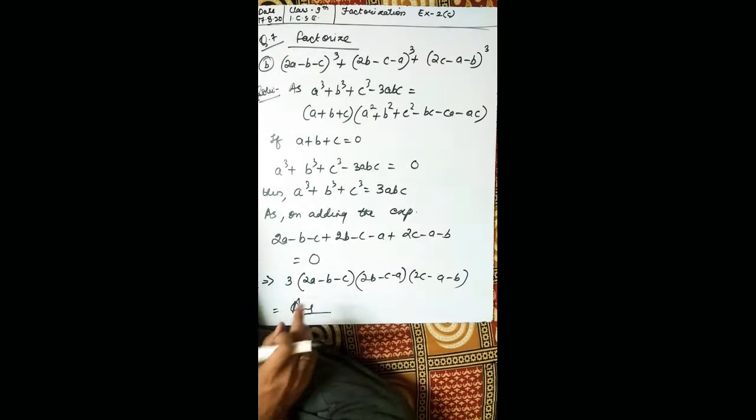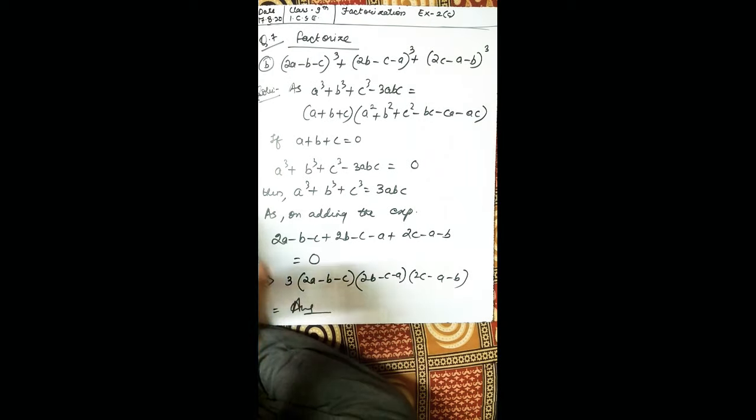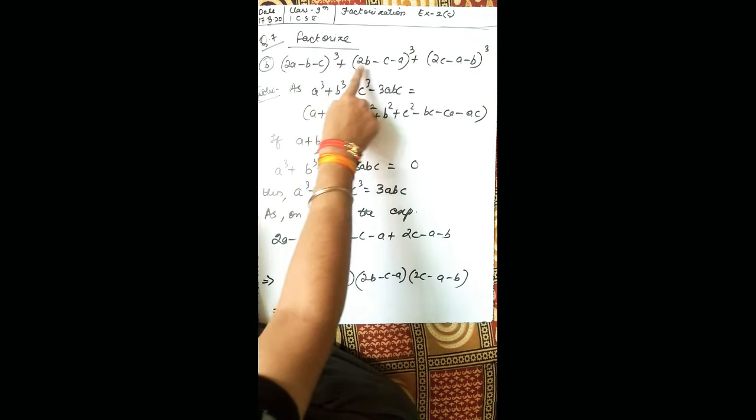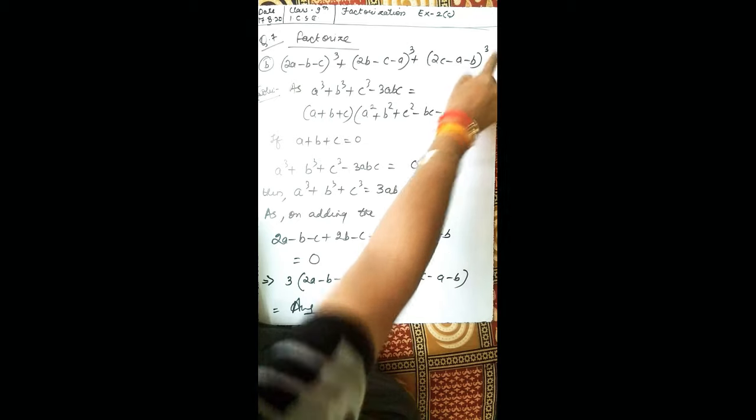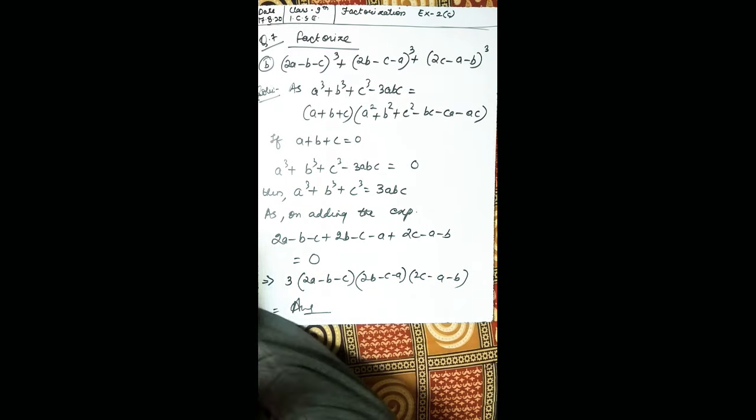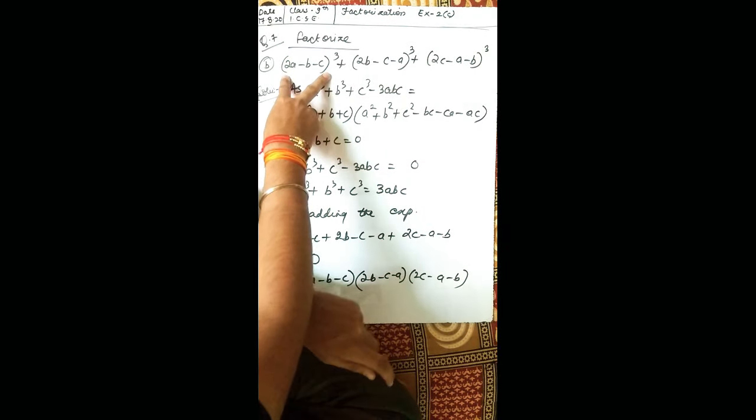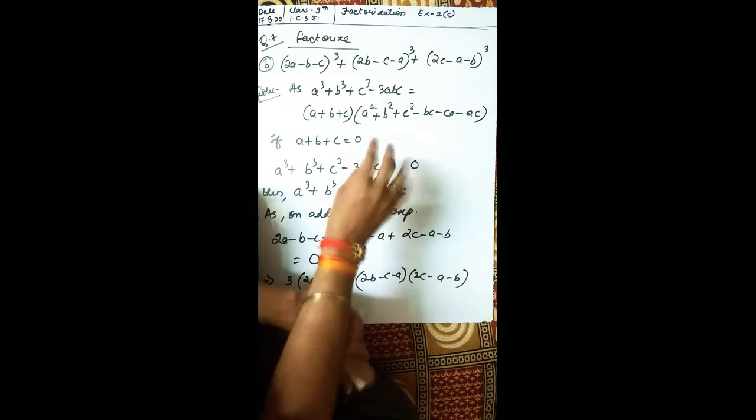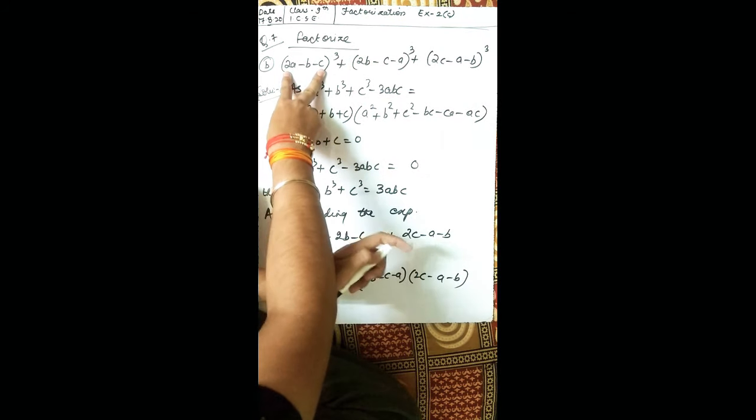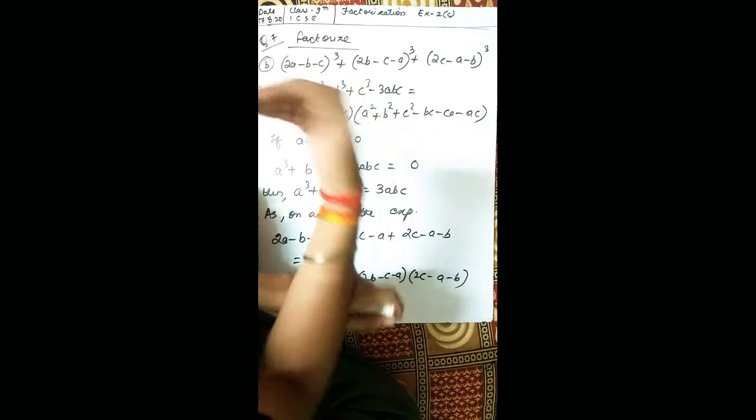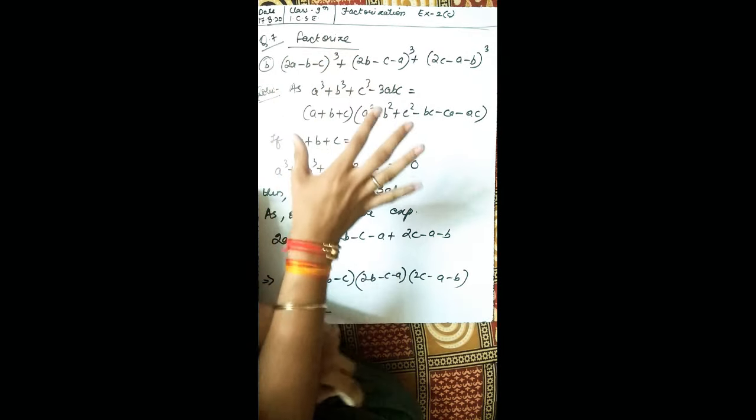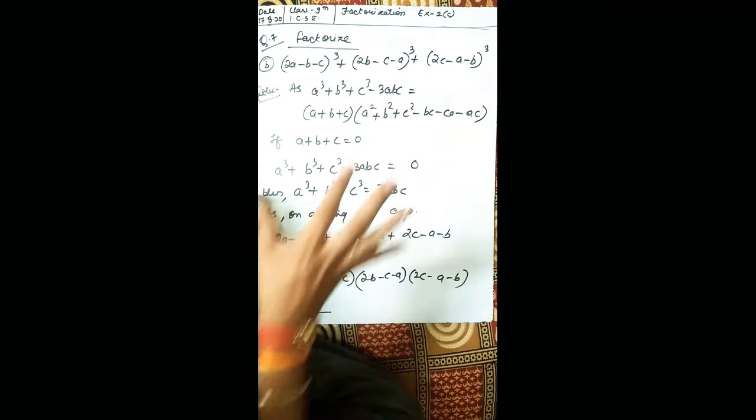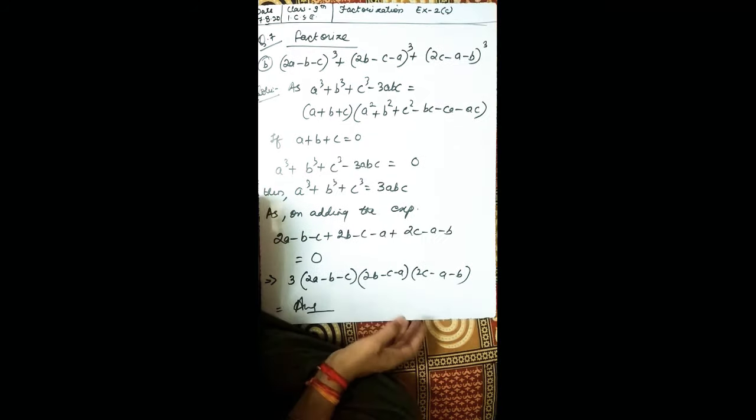What does this say is, we have to factorize (2a minus b minus c) the whole cube plus (2b minus c minus a) the whole cube plus (2c minus a minus b) the whole cube. Now you would be thinking that we will use the cube identities and solve, but you see this is three termed, and you haven't studied about the three termed cube, so what logic we are going to use, just please understand it very thoroughly.